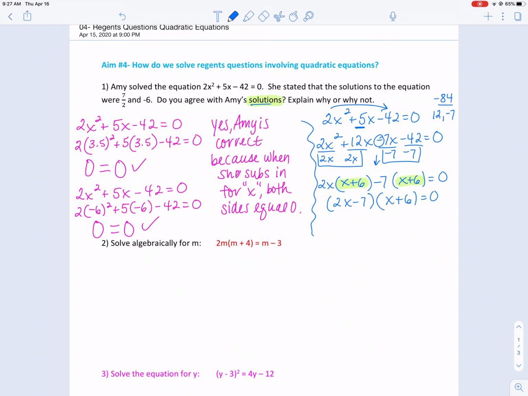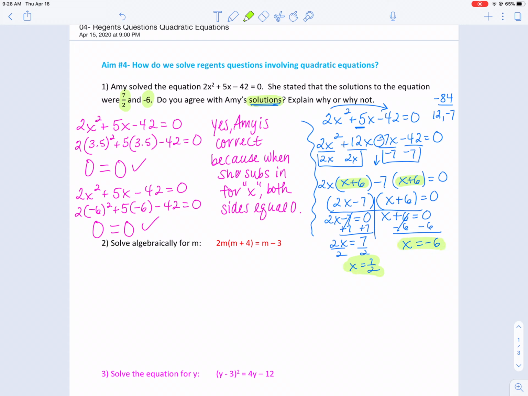And because they're talking about solutions, I have to go that one step further. I take 2x minus 7 equals 0. I take x plus 6 equals 0. Here, to move this to the other side to get x by itself, I get 2x is 7. And when I divide by 2, there's your 7 halves. That's exactly what they said. And on the other side, I minus 6 from both sides, and I get x equals negative 6. So you could easily say, I agree with Amy's solutions, because when I solved it, I got the same solutions, 7 over 2 and negative 6.